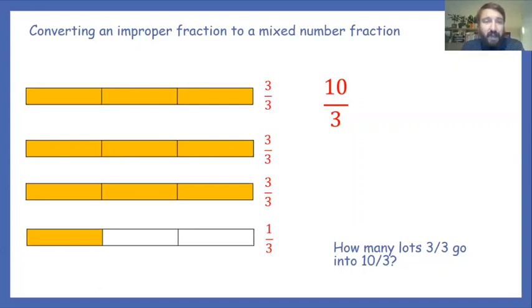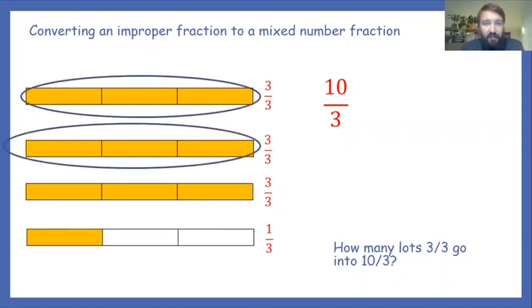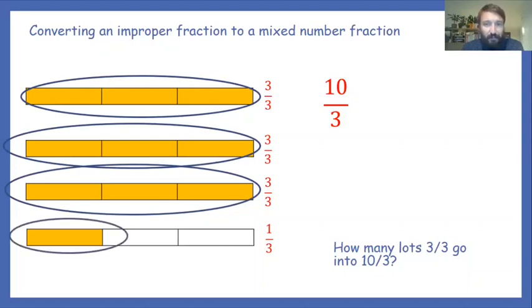So if we look here, I have my 3, so my shape has been split into 3 equal parts. You know I need to shade in 10 of those parts. So let's have a look. I've shaded 1 bar there, and then I've shaded another bar, so 3 3s, that's 2 bars. Then a third bar there, so that would be 9 parts shaded. Now I need to shade 1 more part, obviously, so that's my 1/3.